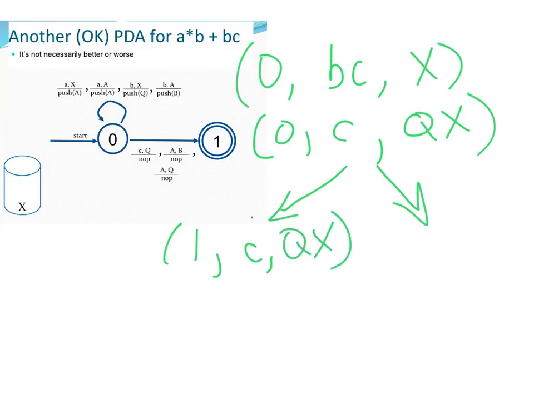So that's one option of where I could end up. The other option is, if I see a C, I'm going to take this C with a Q at the top of the stack, and I'm going to transition using this to state 1, but this transition uses up that letter C, and does a no-op. So in this case, I end up at state 1 also, but now I have lambda as my string, and it was a no-op, so I still have a QX.